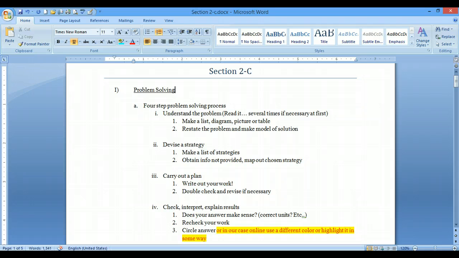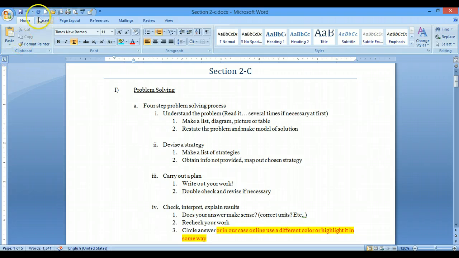Make sure that your answer makes sense. We just covered units in the last section, so make sure that your units are correct. Does it make sense? Did it ask for how much and you got inches? Well, then that doesn't work because you needed dollars. And then recheck your work and circle your answer, but in our case, use a highlighter or a different color or bold it some way.